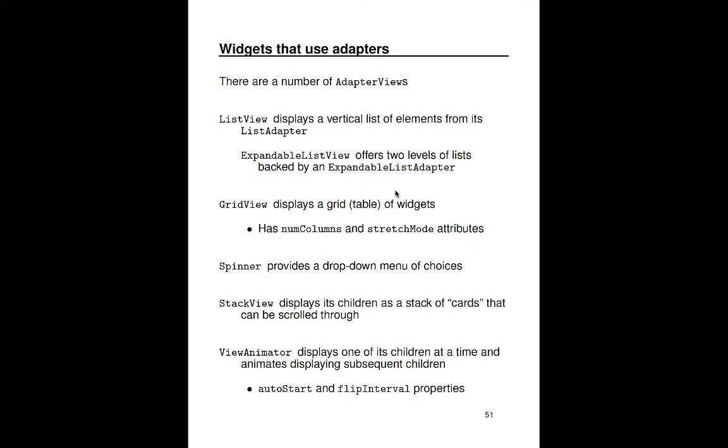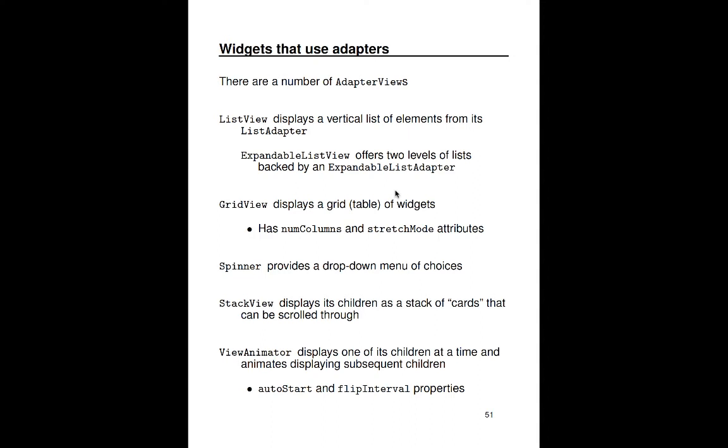We just looked at several kinds of adapters, and here are some adapter views that work with those adapters. There's ListView that displays a vertical list of elements from its list adapter. So this is a pretty commonly used widget. Whenever you see a list of data, it's likely a ListView. There's also something called an ExpandableListView, which offers two levels of lists, a list of lists, and there the data is modeled by an instance of ExpandableListAdapter.